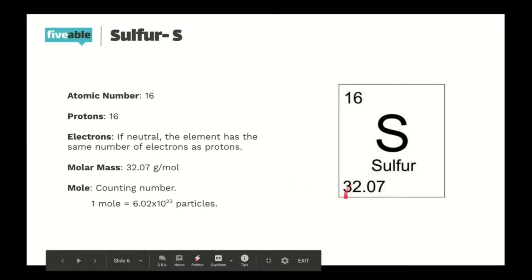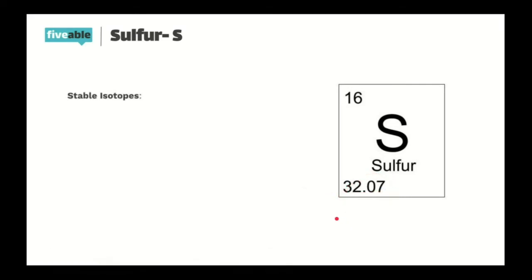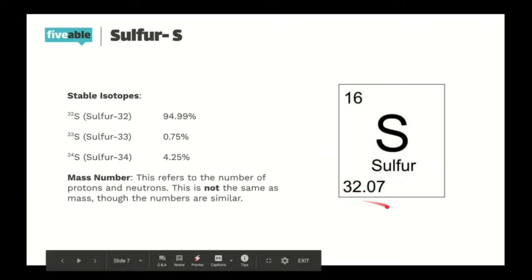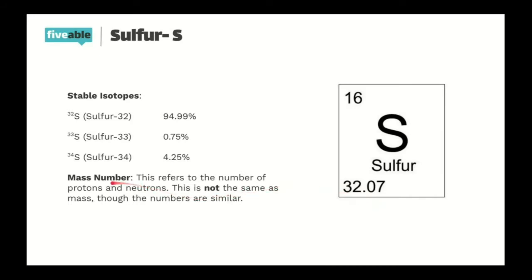And so the next thing that I want to discuss here is that this number down below actually means something else. It is not the mass number. So we'll jump back to this in a second. This number down below is also called the average atomic mass. And the average atomic mass is referring specifically to the mass of a single atom, and it's the average of atoms.